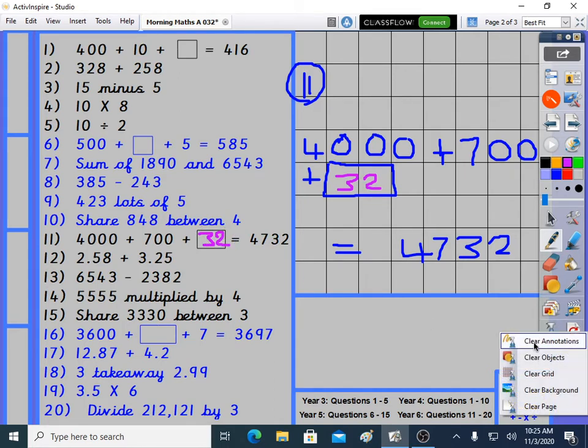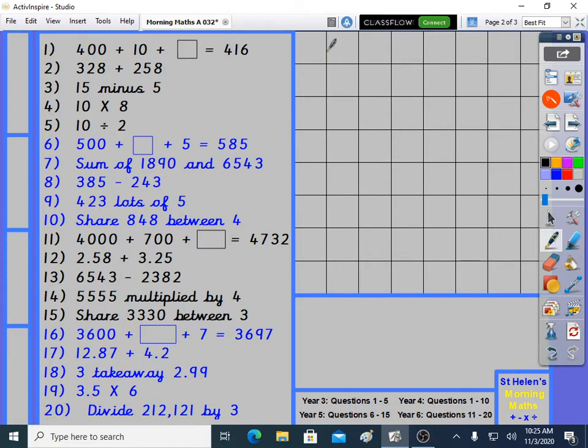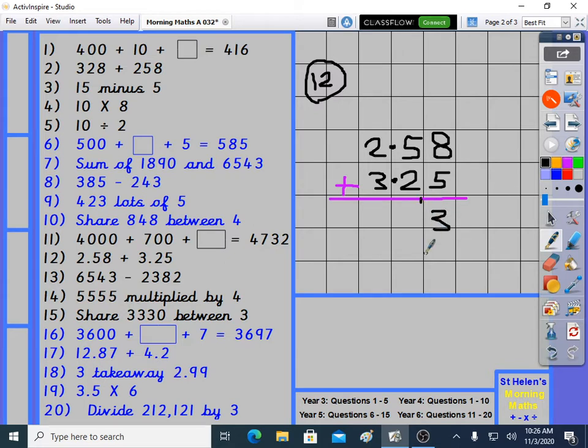What's question 12? Question 12 is decimal addition, but no tricks or anything in here, as long as you remember the decimal point. Because 2.58 has 2 decimal places, and 3.25 has 2 decimal places. Decimal places are the digits after the decimal point. 2 there and 2 there. So it lines up very nicely, this one. A lot of these can be tricks. This one isn't. So 8 plus 5 is 13.